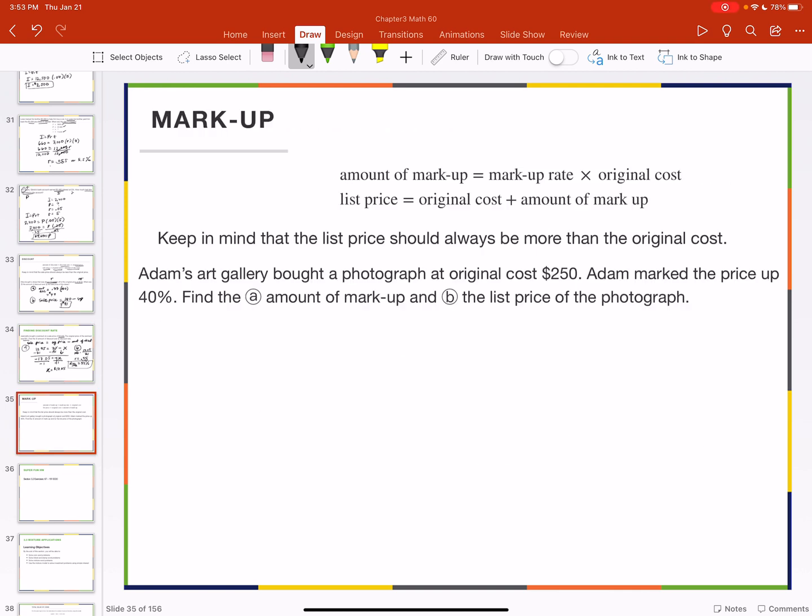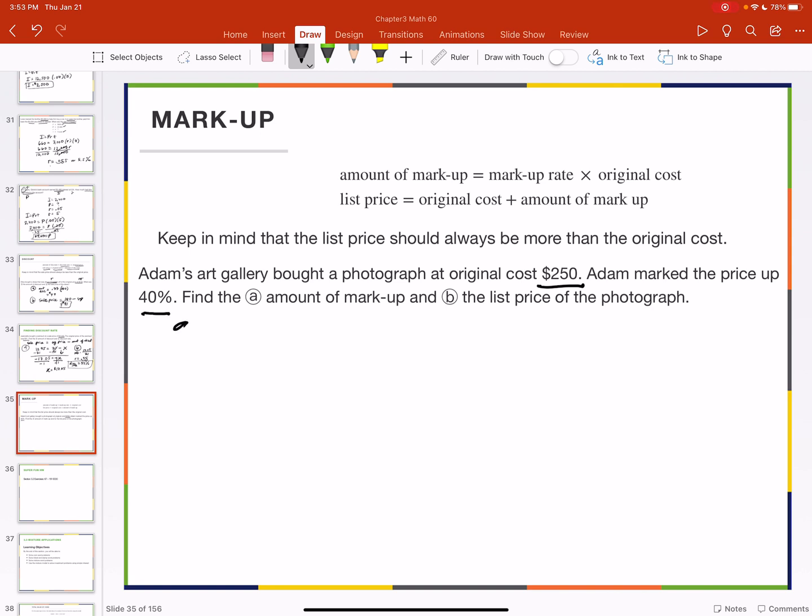Okay, and then a markup example. We have the markup rate plus original cost, and then the list price is original cost plus amount of markup. So it's always more, right? Because when you mark something up, you make it more expensive. So Adam's art gallery bought a photograph at original cost $250. Adam marked the price up 40%.